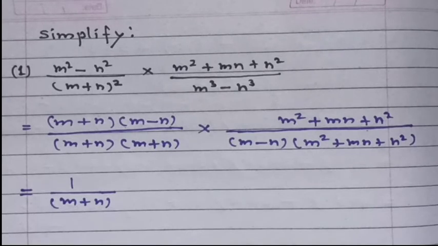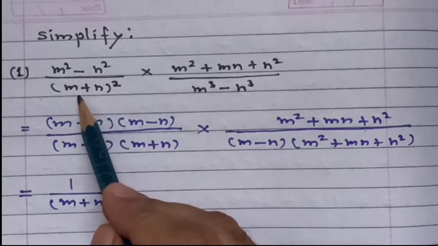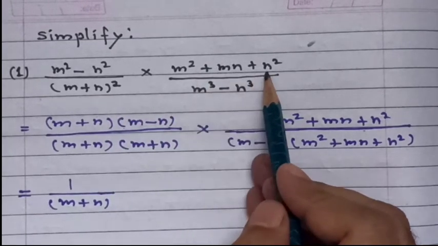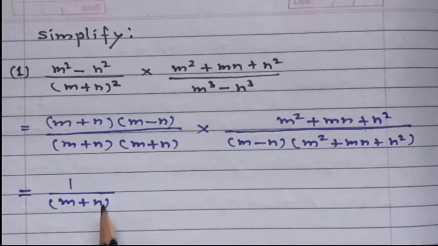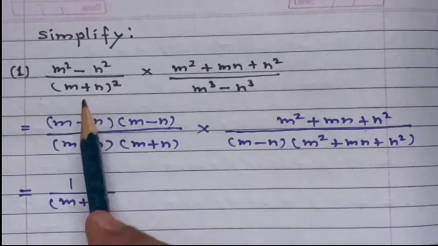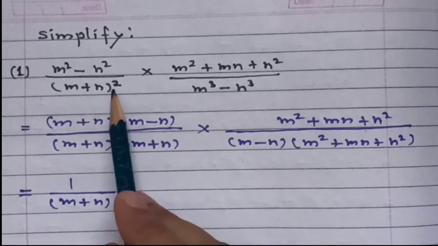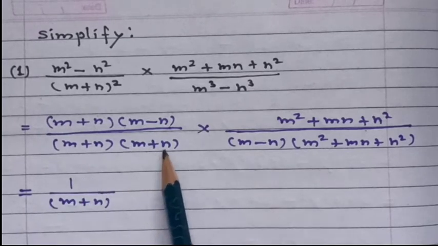Simplify. First question: (m square minus n square) upon (m plus n) whole square, into (m square plus mn plus n square) upon (m cube minus n cube). Before you simplify, you should know the formulae and apply them. Now m square minus n square is nothing but (m plus n)(m minus n). So write down m plus n, m minus n upon (m plus n) whole square, which means m plus n multiplied twice: m plus n, m plus n.